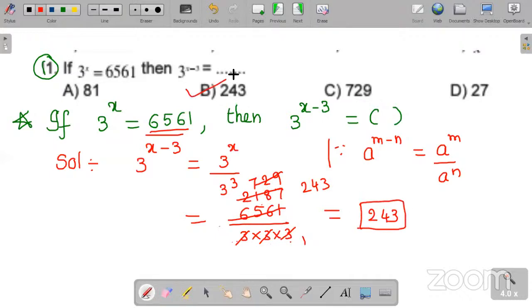243. B is the right answer. That means 6561 divided by 27, then you get 243 only. So our answer is this one. B is the right answer. Very good, Sivamari, Lavanya. Harita also.